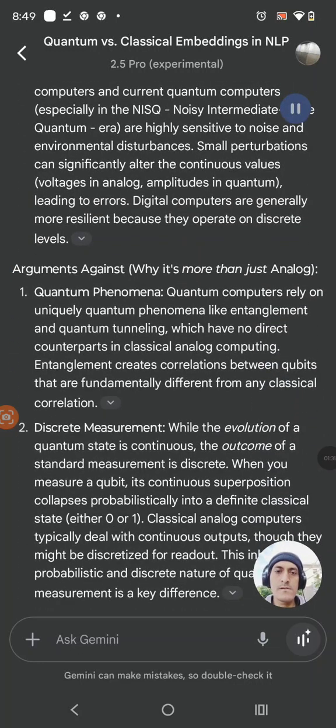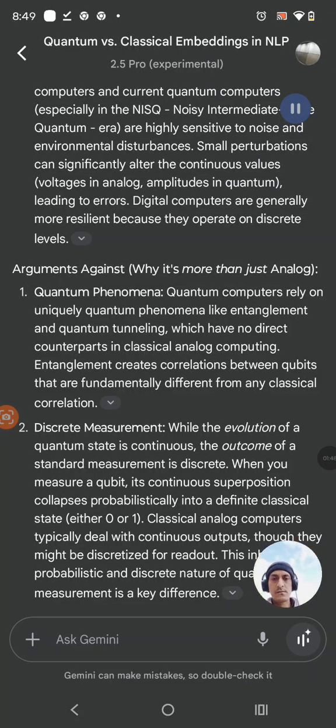Arguments against, why it's more than just analog. 1. Quantum phenomena. Quantum computers rely on uniquely quantum phenomena like entanglement and quantum tunneling, which have no direct counterparts in classical analog computing. Entanglement creates correlations between qubits that are fundamentally different from any classical correlation.